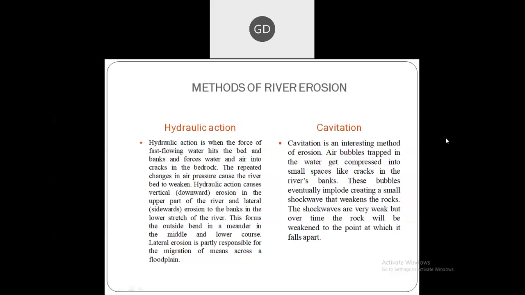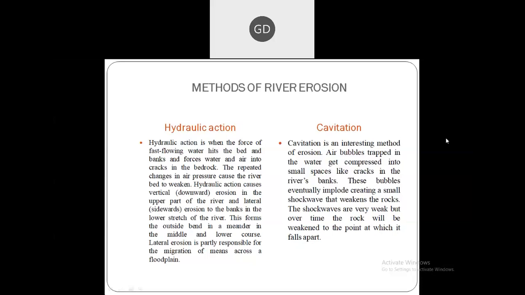So if the velocity is very high, then what will happen? The pressure will also be high. The pressure of this running water will also be high, and ultimately its capacity to move out the parts of the rock will also be very great. Okay, so this is your hydraulic action.